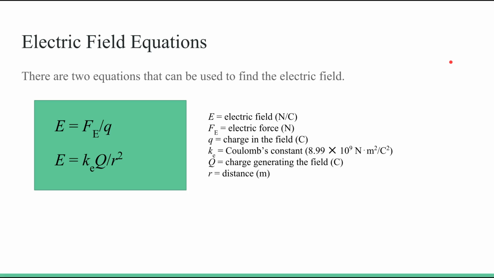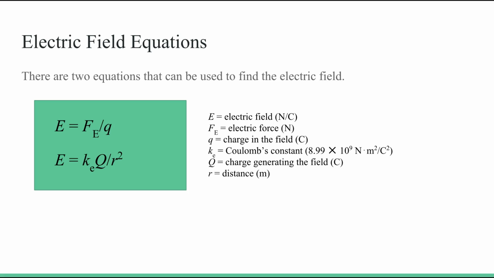And there are two equations that can be used to find the electric field. This one equals Fe over q and equals Keq over r squared. So our E is the electric field in newtons per coulomb. That's its own unit, newtons per coulomb. Fe is your electric force in newtons, and q is the charge in the field. You see I have a little q and a big Q. The little q is the charge in the field, your positive test charge. And big Q is the charge generating the field.